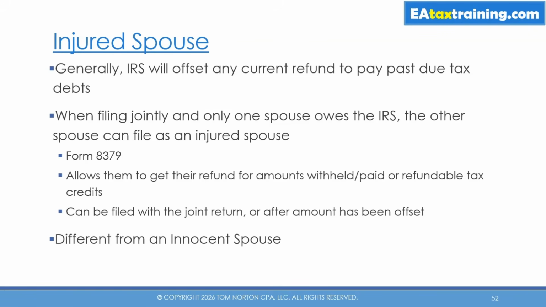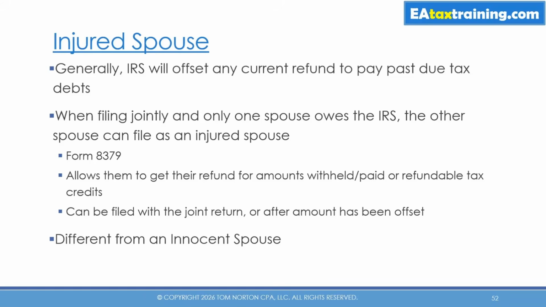Generally, the IRS will offset any current refund to pay past due tax debts. So if you have a tax debt from a prior year that you have not paid, then you file this year's tax return and you're supposed to get a refund. Well, you're not going to get that refund. The IRS is going to keep that money in order to pay that past due tax debt. Well, that can offer a challenge when you have a married couple and only one of the spouses actually owes a past debt.